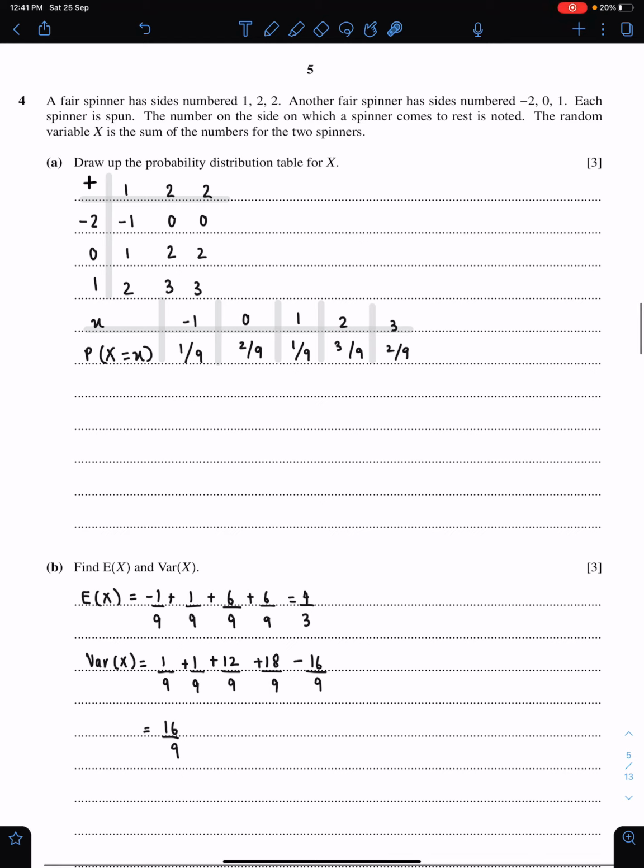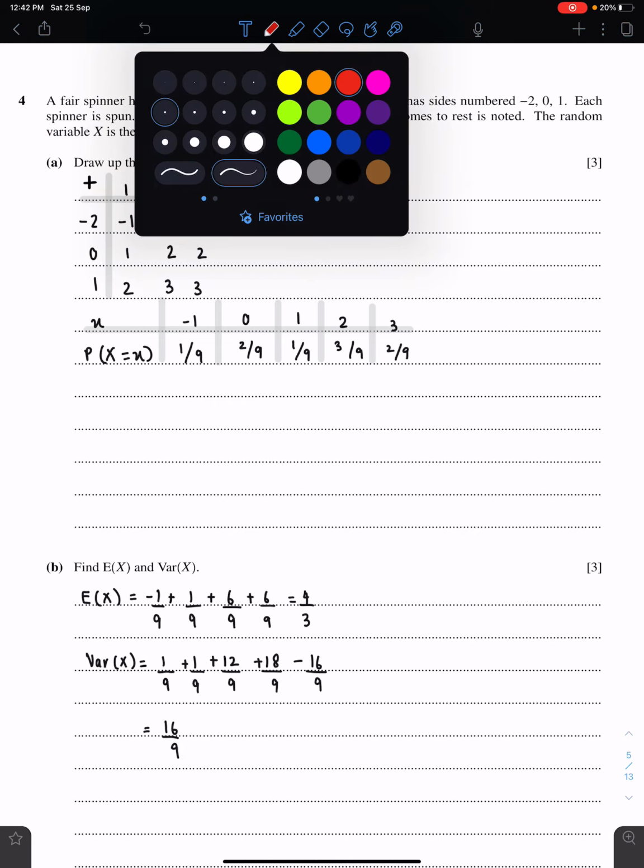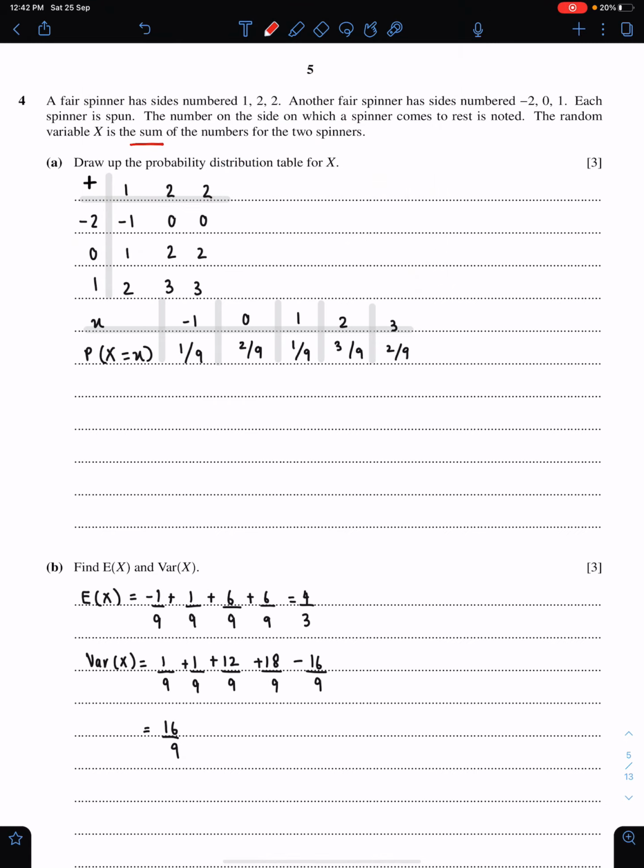Next, question number 4. A fair spinner has sides numbered 1 to 2. Another fair spinner has sides -2, 0, 1. Each spinner is spun. The number on the side on which a spinner comes to rest is noted. The random variable X is the sum. Now this information is important. X is the sum of the numbers for the 2 spinners.